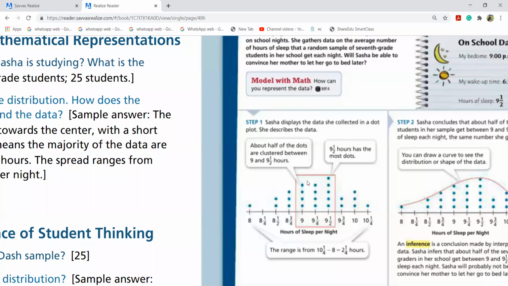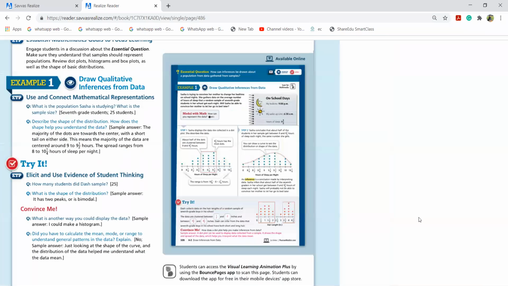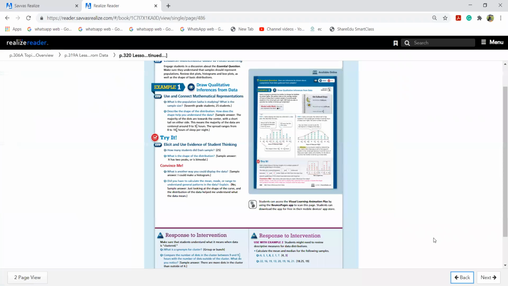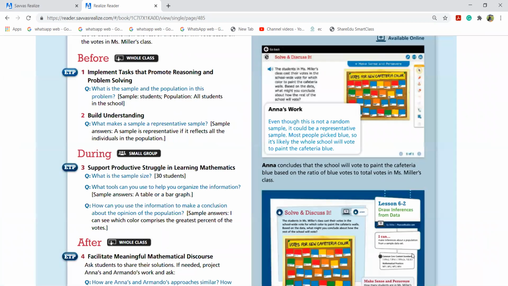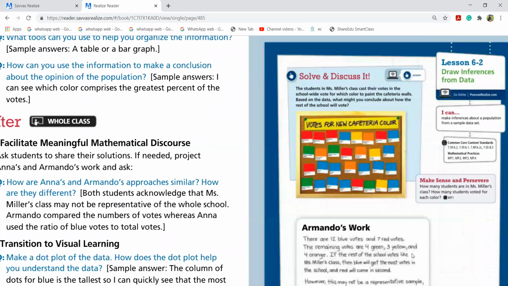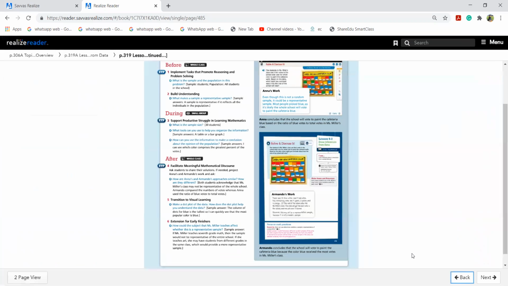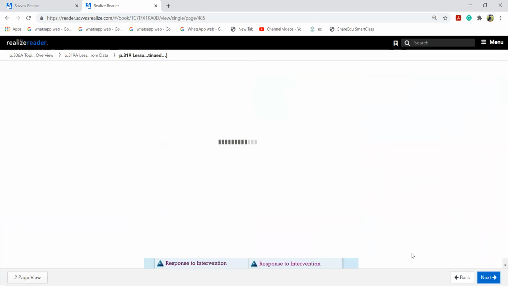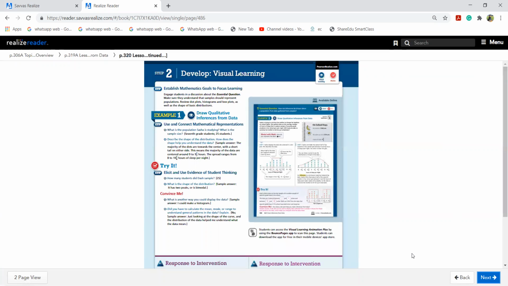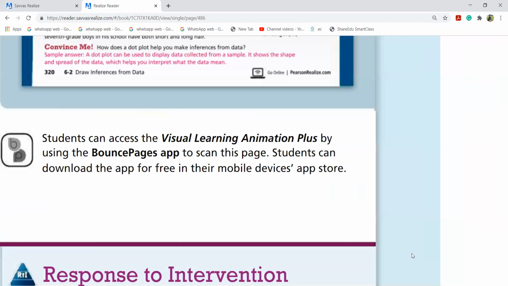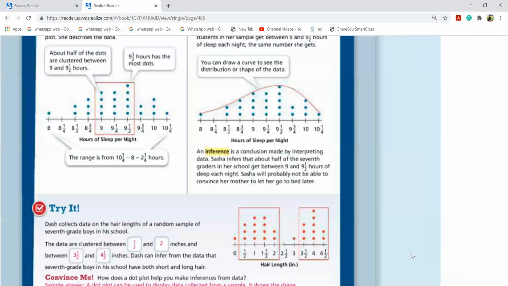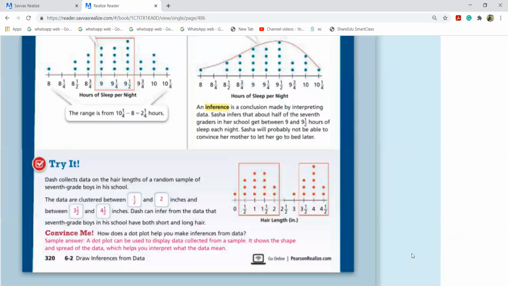Come on. So let's start, grade 7 girls, with lesson number 6.2. Just tell me the name of the lesson. It is draw inferences from data. We need to learn how to draw inferences from data, how to see the data from the question and come up with an answer. It's a very simple lesson which you used to love in grade 5 and grade 6.